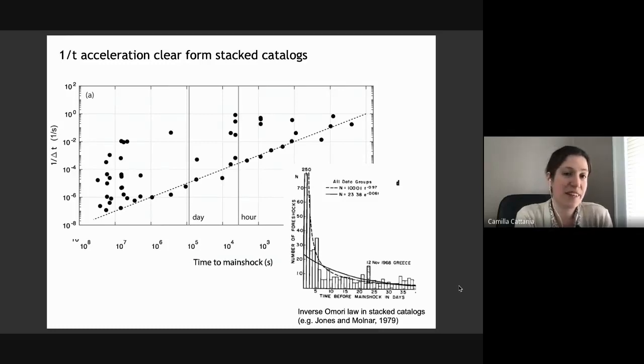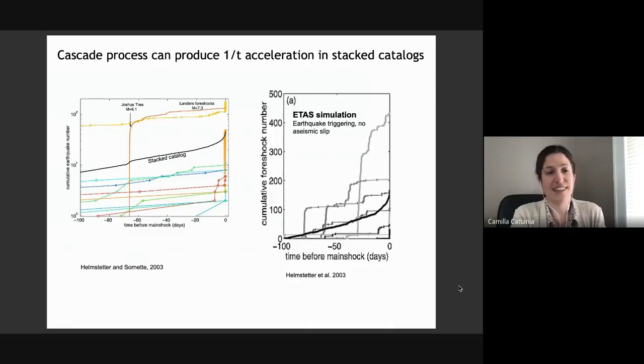And we need to be really careful when we're stacking catalogs, and this is a really interesting study showing how this acceleration can arise when you stack catalogs. This is from Helmstetter and Sornette. This figure is simply showing that if you take individual catalogs shown in the colors, you don't really see this acceleration towards the end. You see aftershock type sequences and some bursts. But when you stack them, you can see the acceleration with time to the main shock.